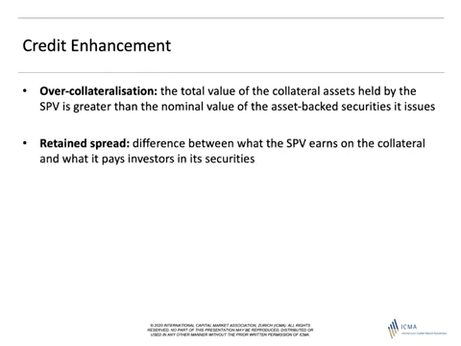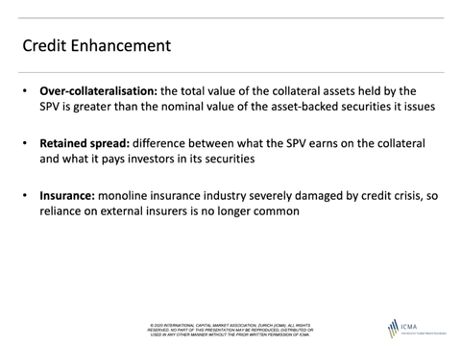There may also be some retained spread, that is a difference between what the SPV earns on the collateral and what it pays the investors in its securities. Again, this provides a cushion to protect the investors in the securitization from loss. It was once common for securitizations to rely as well on external insurance provided by specialist bond insurers. But this so-called monoline insurance industry suffered severe damage during the financial crisis, and reliance on external insurers is now much less common.